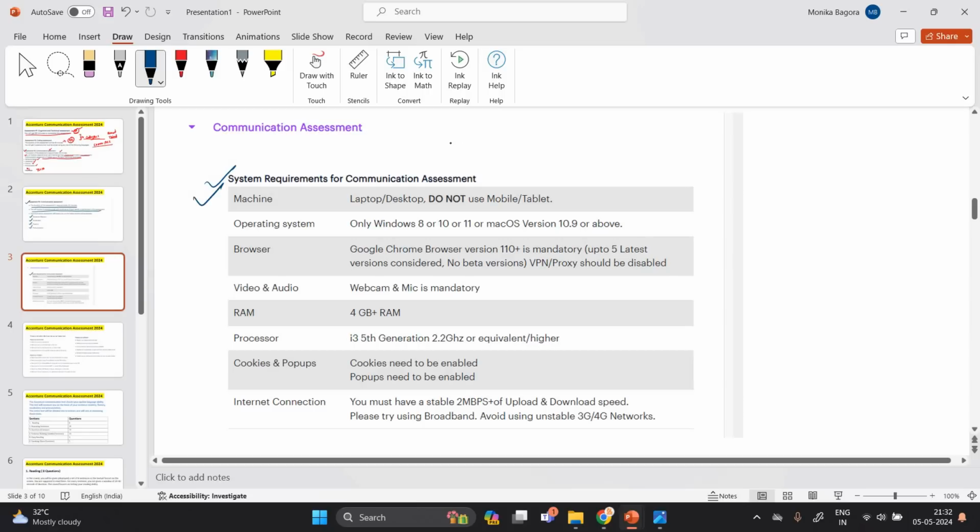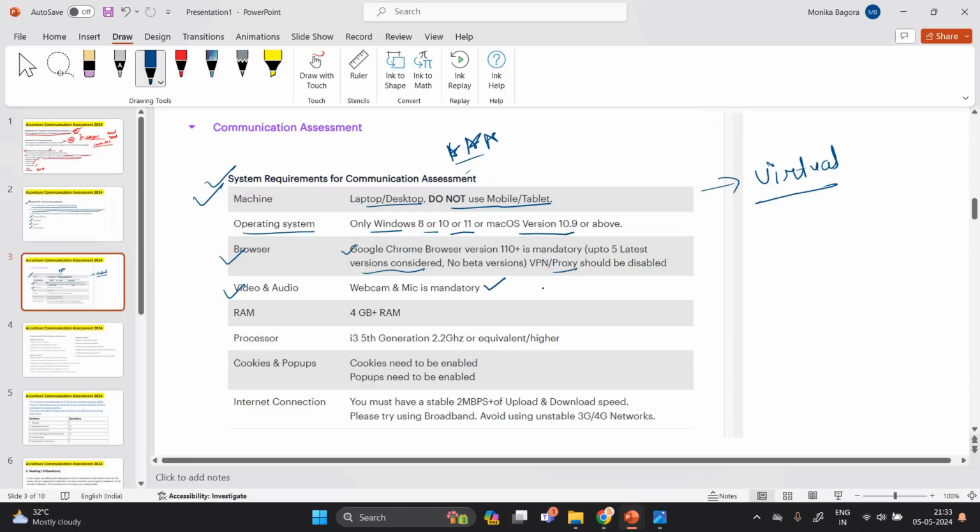These are the system requirements, which are very important before attending the communication assessment, because the assessment is virtual. The machine must be a laptop or desktop; do not use a mobile or tablet. The operating system is only Windows 8, 10 or 11, or Mac version 10.9. The browser is Google Chrome; version 110 is mandatory, up to 5 versions considered. VPN and proxy should be disabled.